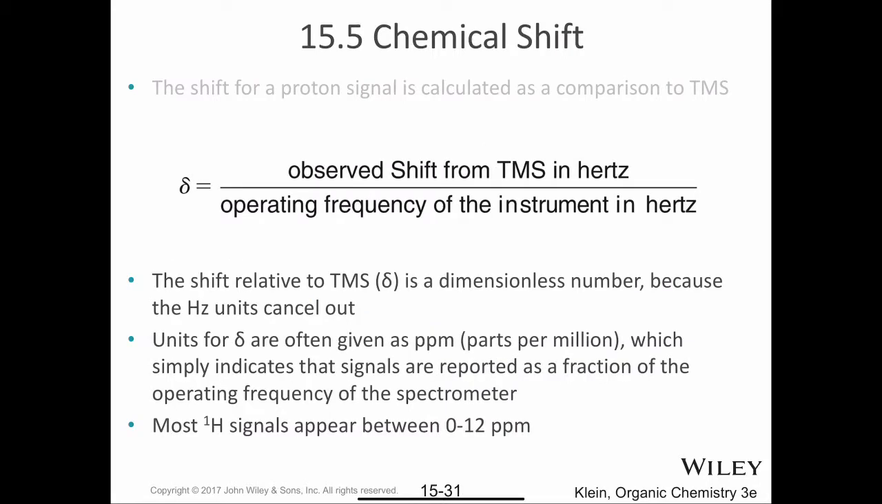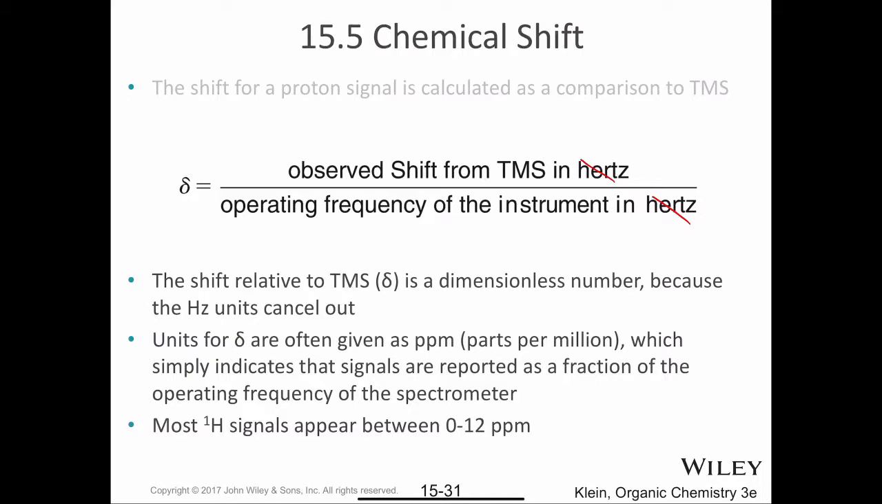Now, going back to the formula for calculating chemical shift, you see that chemical shift is actually a dimensionless number because the units of hertz cancel out. So the units for chemical shift are usually reported as parts per million, or ppm, which really just indicates that the signals are reported as a fraction of the operating frequency of the spectrometer.